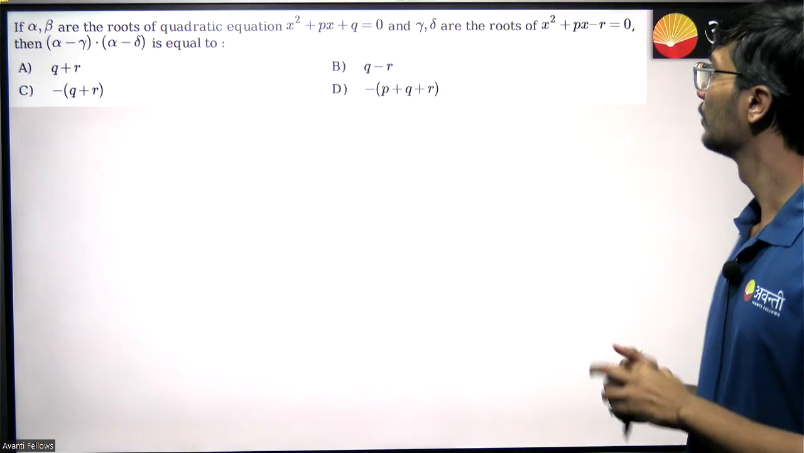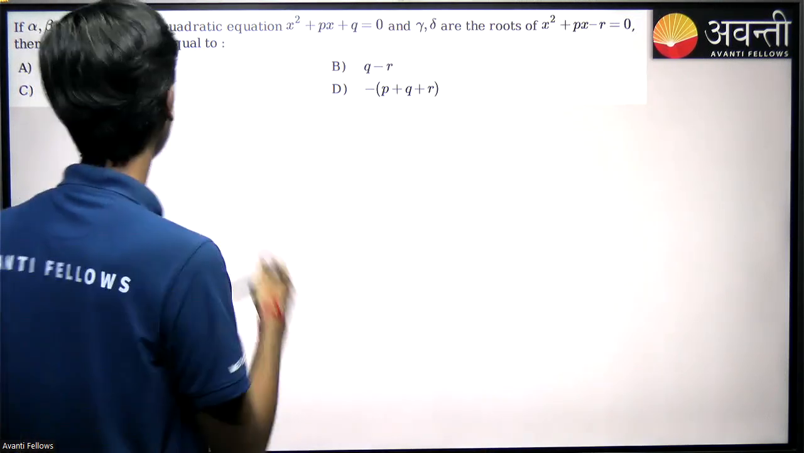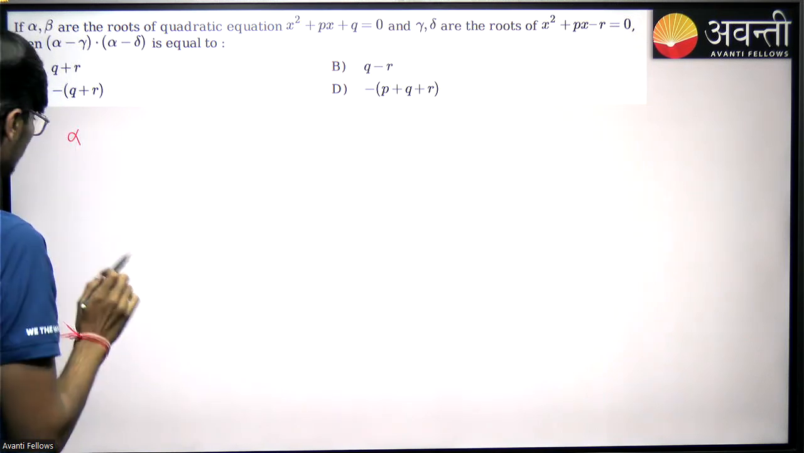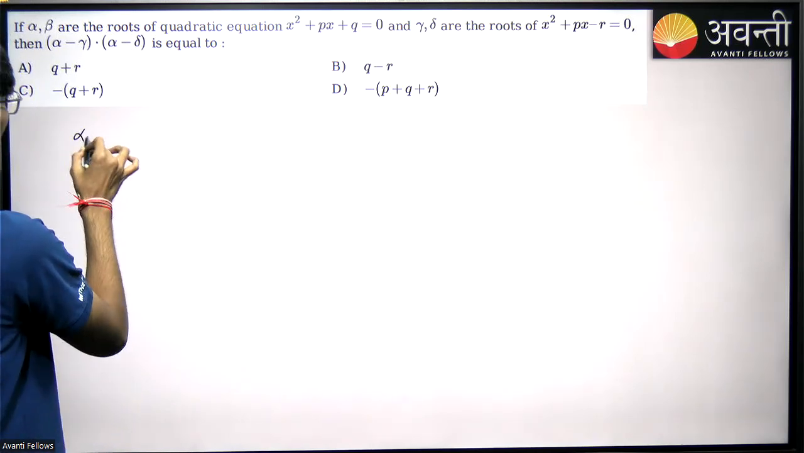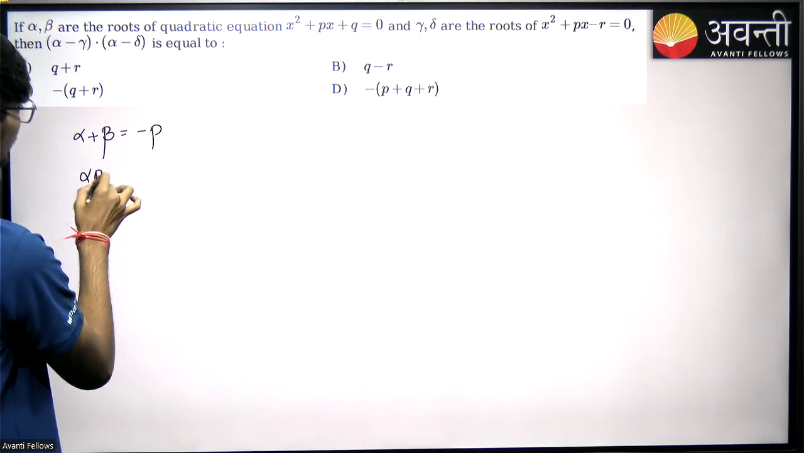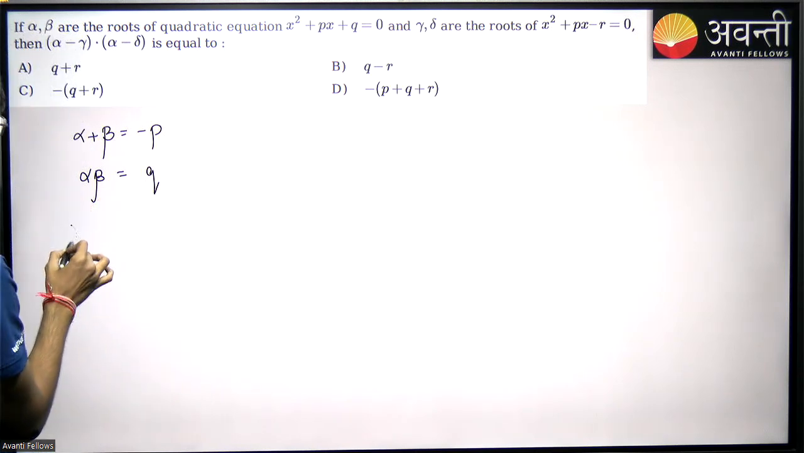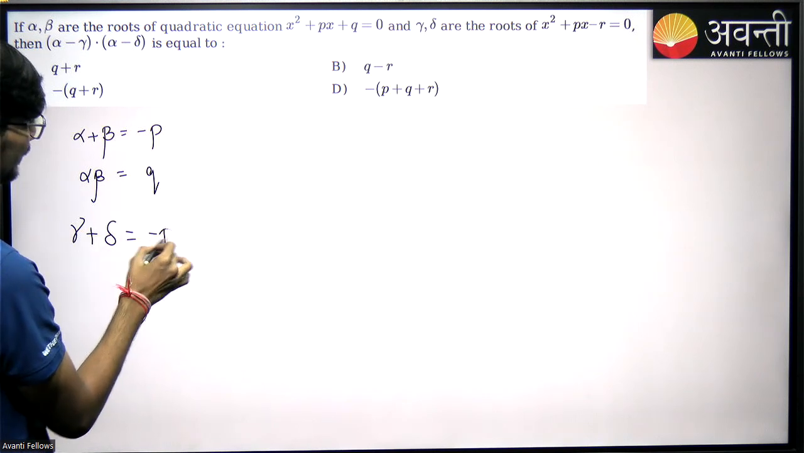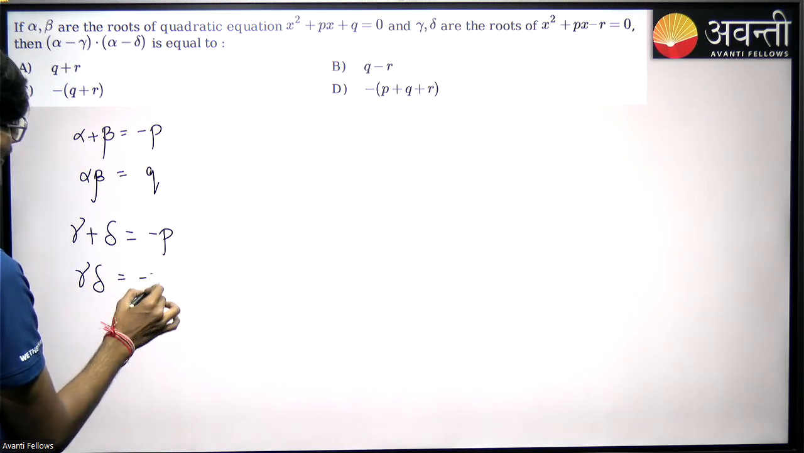So let me read the question. Alpha, beta are roots of the equation, this and this. Then we have to find the value of this. If we have the roots of the equation, we can easily write the sum of the roots. So we get alpha plus beta is equal to minus p, and the product of the roots, alpha beta, will be q. Similarly, for the second equation, we have gamma plus delta is equal to again minus p, and gamma into delta is equal to minus r.